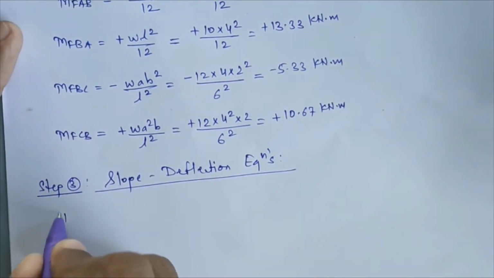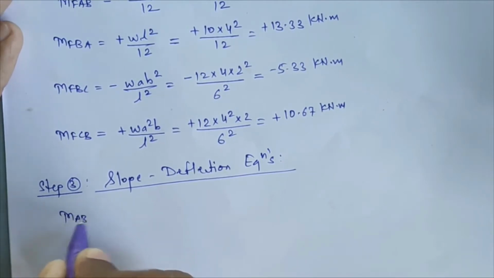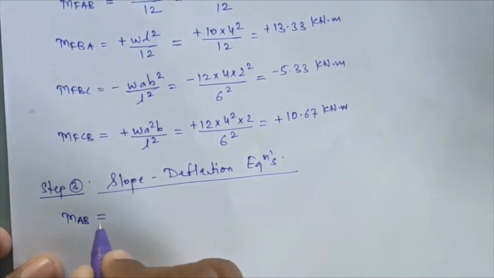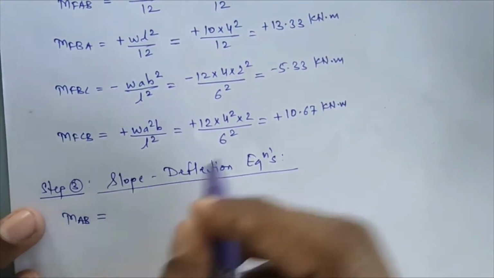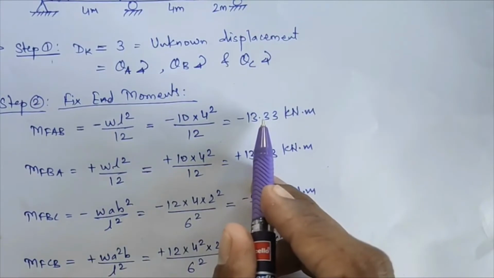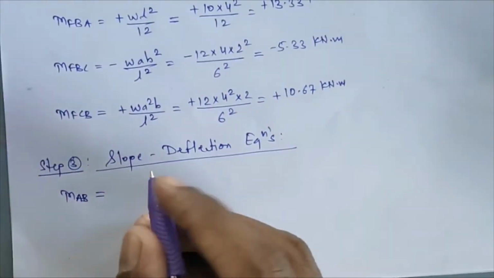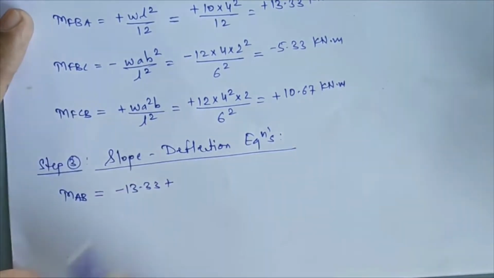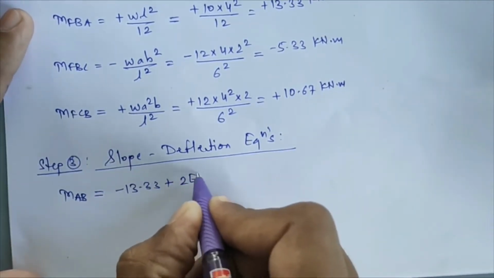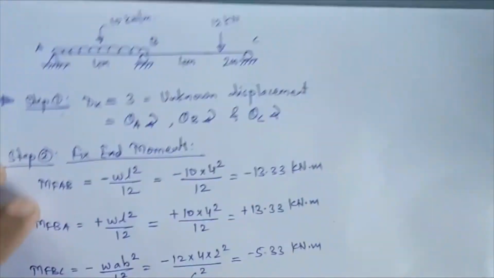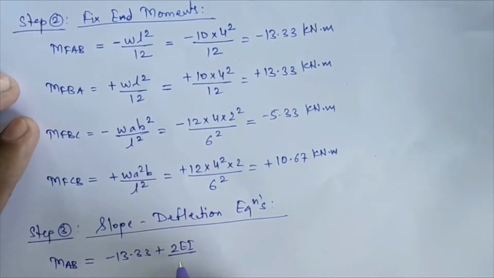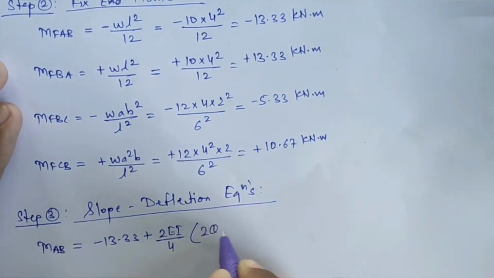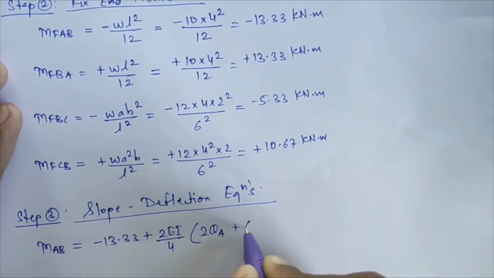Okay. So for the first member, that is MAB, we get the slope deflection equation, that is MFAB. I'll write the values directly over here. So MFAB, we have minus 13.33, plus 2EI upon L of member AB, that is 4 meter, into bracket near end rotation, that will be 2 times theta A plus theta B.